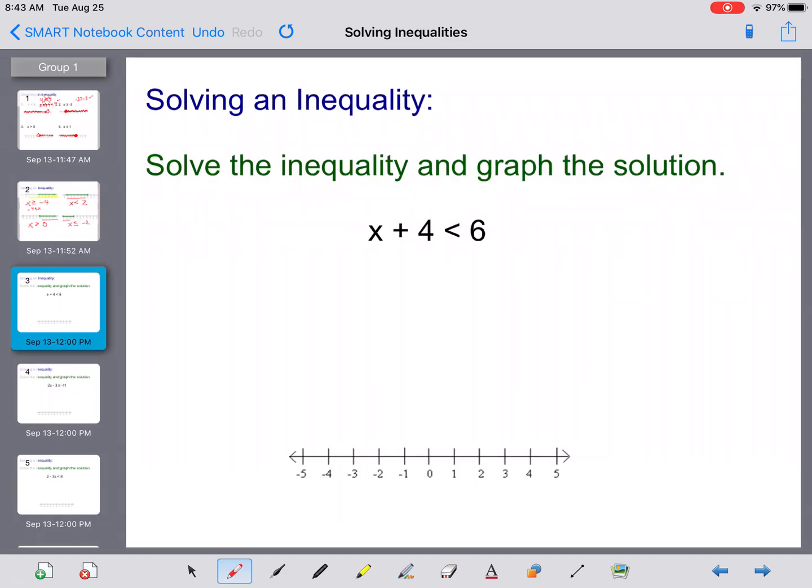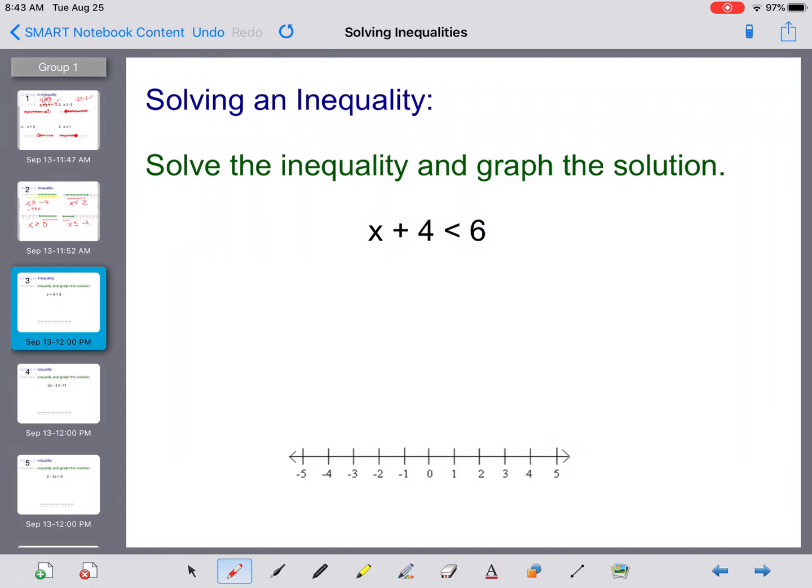Now, solving these inequalities and then graphing the solution, we want to follow all of the same solving strategies that we use for solving equations. The only difference is if you divide or multiply both sides by a negative, you're going to flip your sign of inequality. That's the only difference.